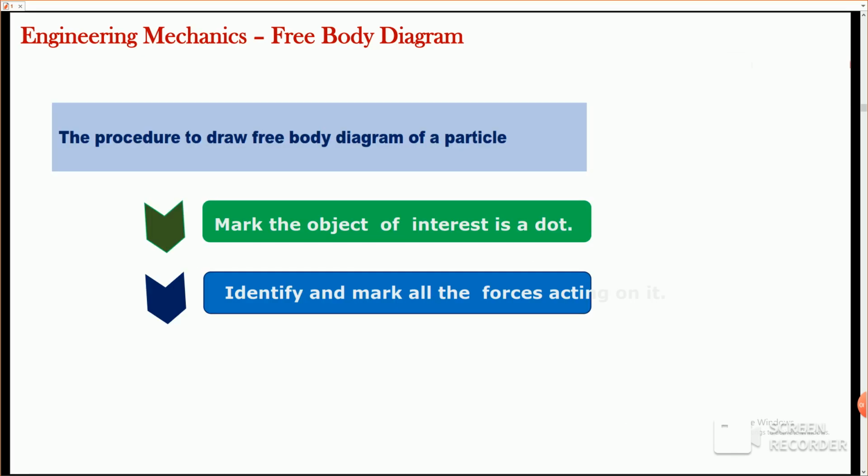So we have a procedure to draw a free body diagram of a particular particle. The first step is to identify the object that we want to analyze. Instead of drawing the complete object, we represent it as a simple dot or point. The second step is to identify every external force acting on the object. These forces may include weight, applied force, tension, friction, normal reaction, or any other external force.